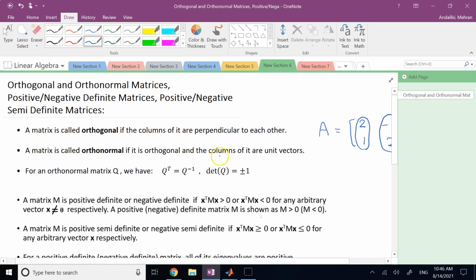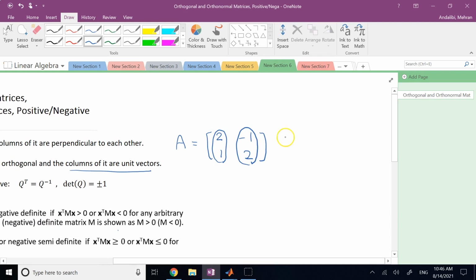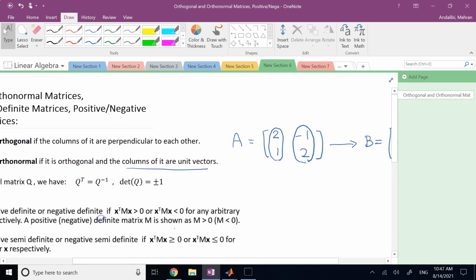Now, if it happens that the columns also have unit magnitudes, or they are unit vectors, we call it orthonormal. So all I need in this case is to divide each column in A by its magnitude. The magnitude of each column here is square root 5. So if I divide each column by square root 5, now not only are the two columns perpendicular to each other, they are also unit vectors, or normalized, so we call it orthonormal. Okay, so B is orthonormal.